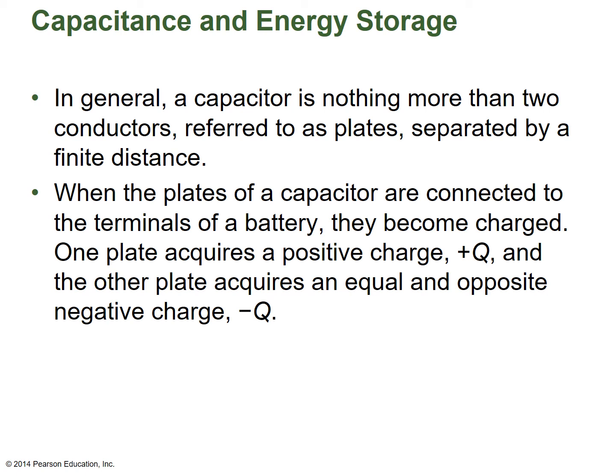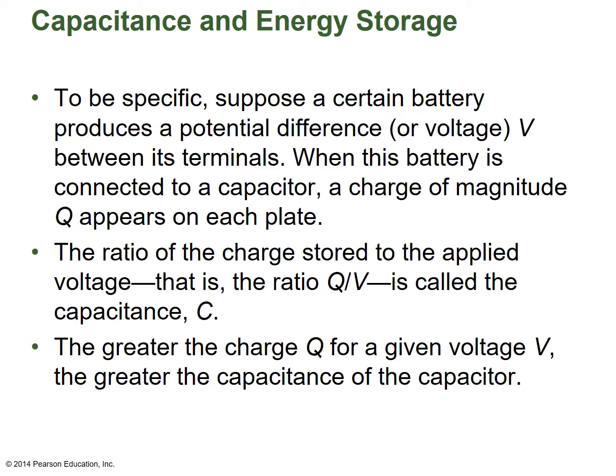Capacitance and energy stored. In general, a capacitor is nothing more than two conductors referred to as plates separated by a finite distance. The finite distance here between the two plates is assumed to be filled by an insulating material. When the plates of a capacitor are connected to two terminals of a battery, they become charged. One plate acquires a positive charge plus Q, and the other plate acquires a negative charge minus Q.